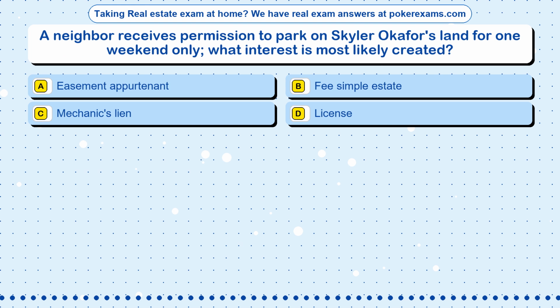Question 8. A neighbor receives permission to park on Skylar Okafor's land for 1 weekend only. What interest is most likely created? Option A, easement appurtenant. Option B, fee simple estate. Option C, a mechanic's lien. Option D, license.